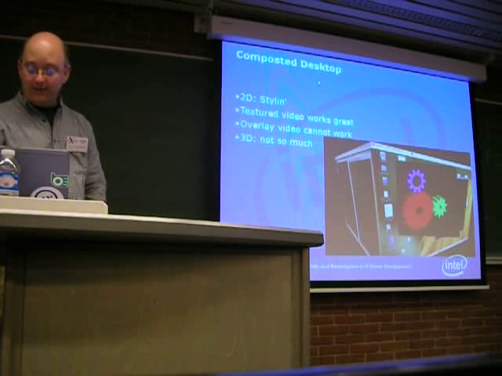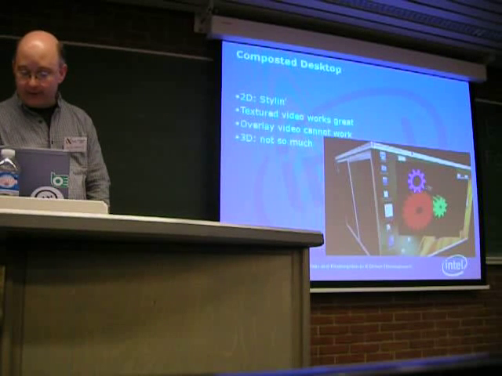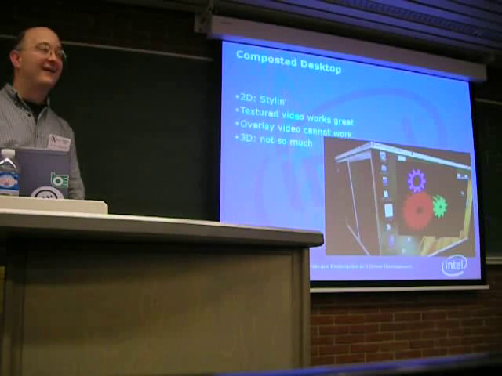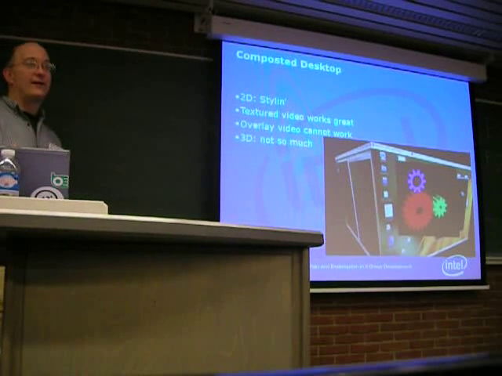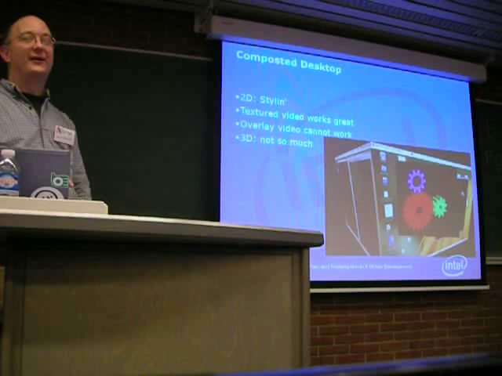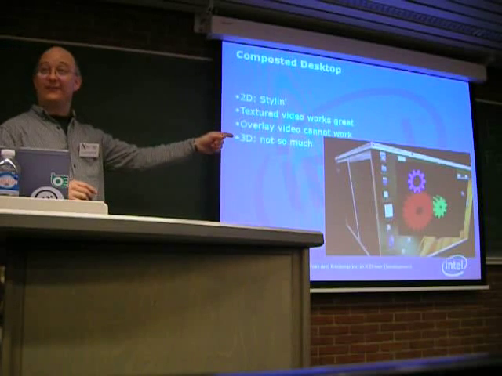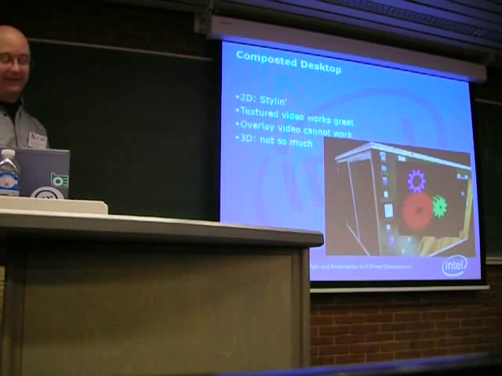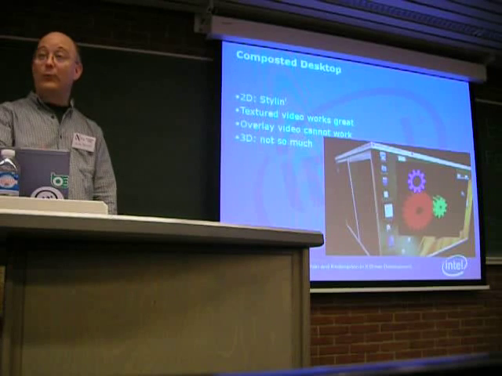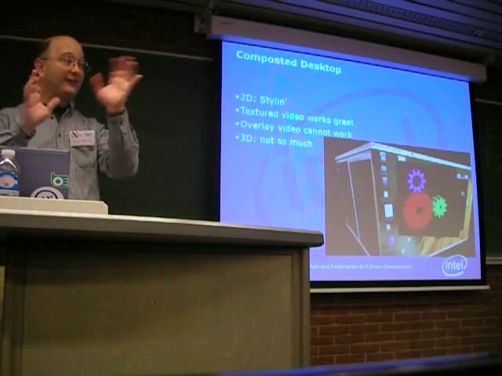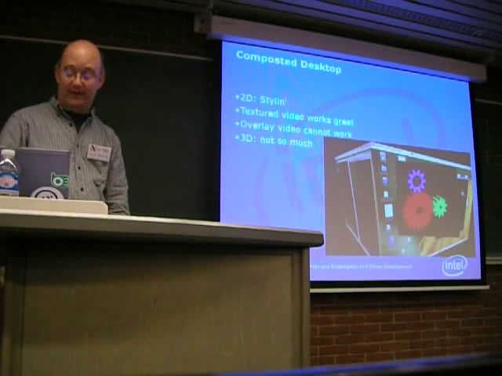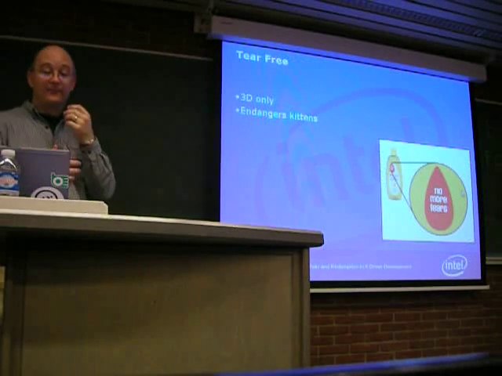Okay. Here you can actually see the window, the gears window. It's over here on the side of the cube. And then you can see where the direct rendering application actually paints the window. It paints it where it thinks it should be, right into the frame buffer. Not so good. Now, we know how to fix this. This is not months away. This is weeks away. But it's not working today.